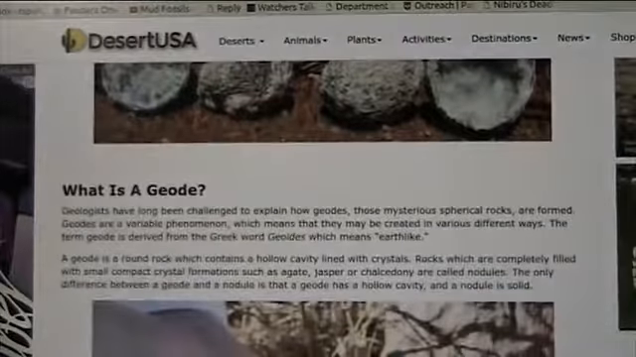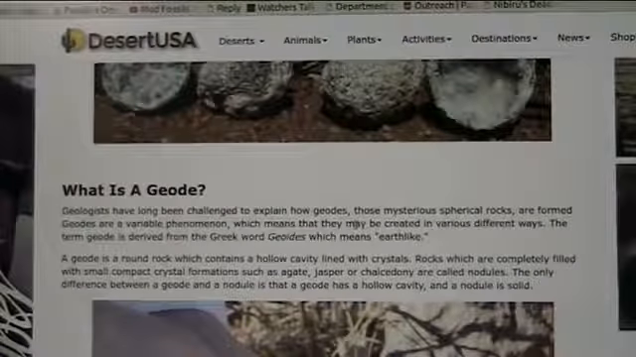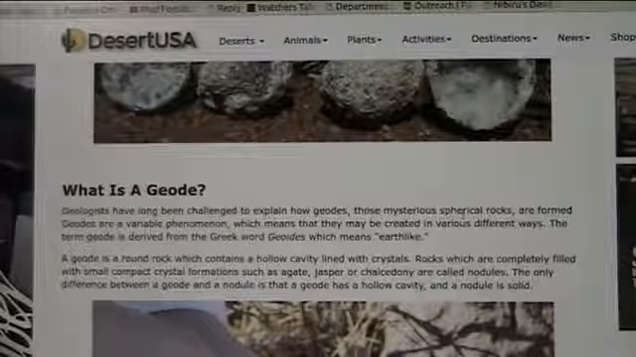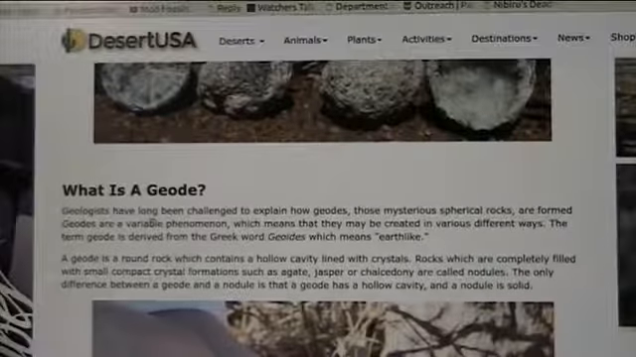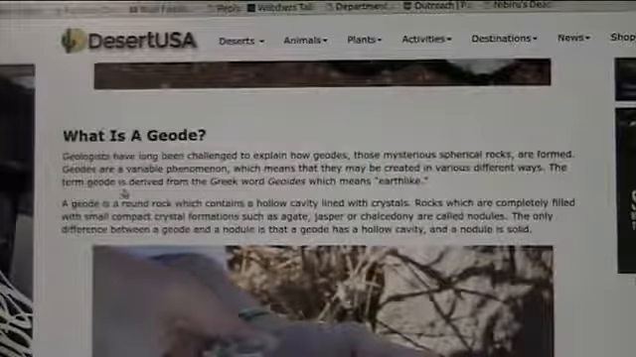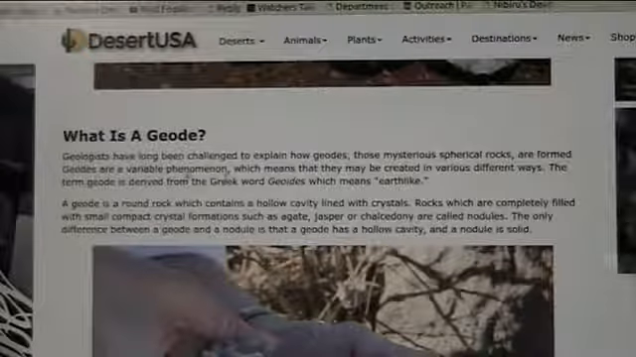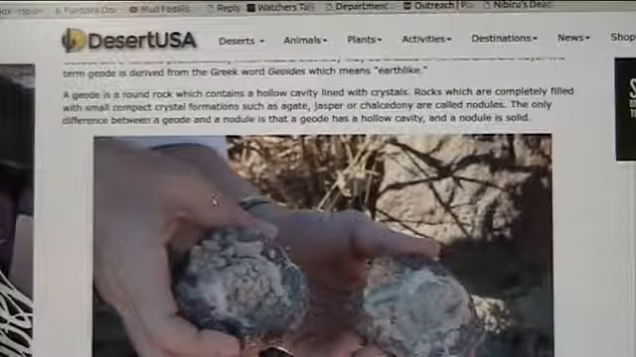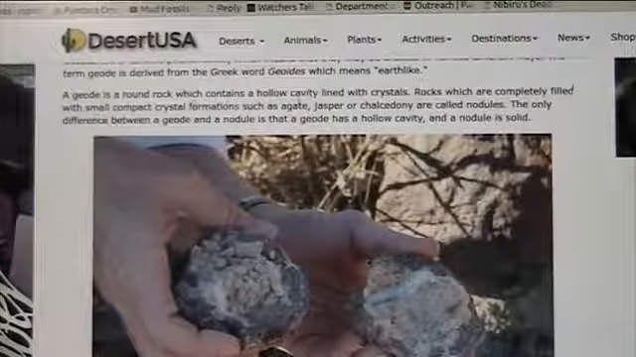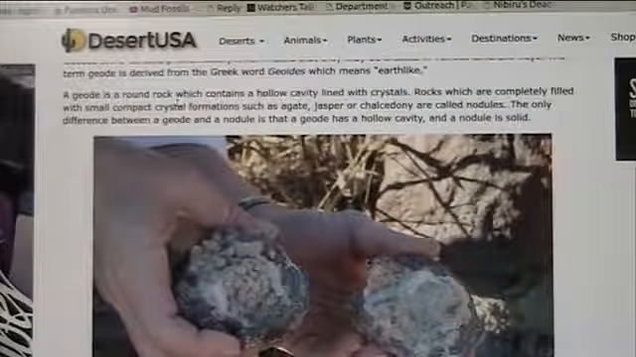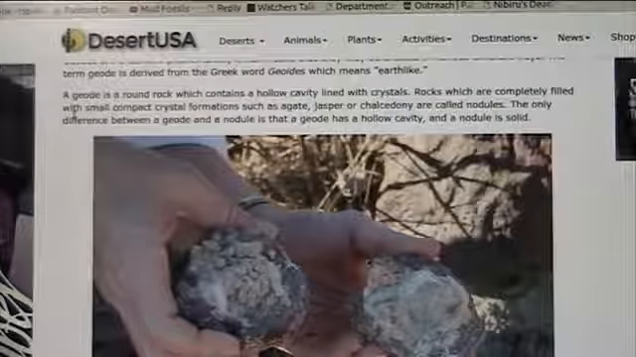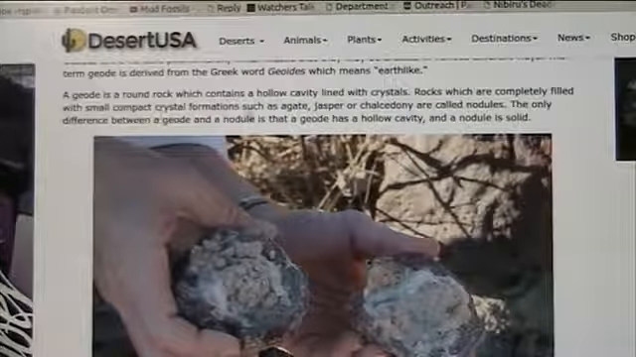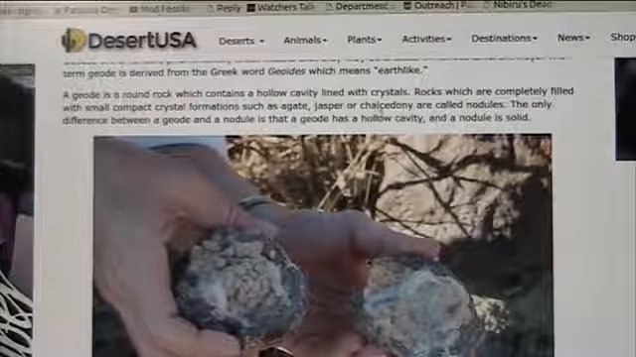And geologists have no clue about this. They've long been challenged to explain how geodes and mysterious spherical rocks form. Well, they're bones. That's why they don't understand this. Geodes are variable phenomena, blah, blah, blah. Now, geodes are the round ones with the holes in them. Then they have another kind, which contain the cavities with the crystals. But then there are other ones that were completely filled with small compact crystal formations, such as agate, jasper, and so forth.